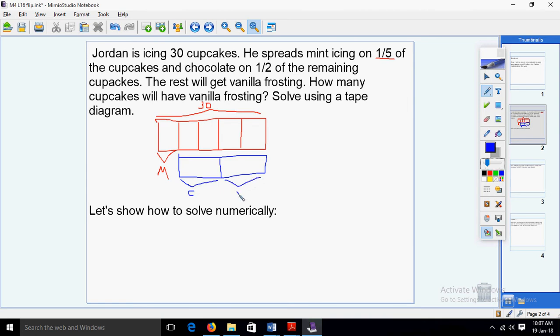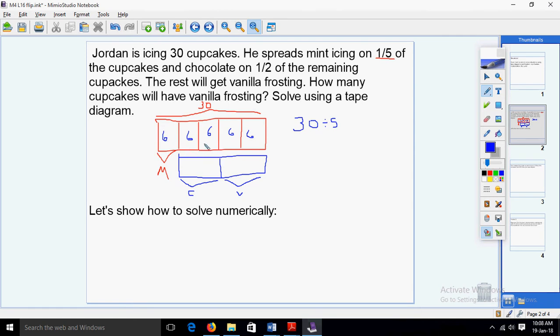All right, so now what I want to do is figure out what these are. Now we have our whole, so we can easily figure that out. Right? So we have 30 divided by 5. We'll be able to figure out what each one of those is. And hopefully you're thinking 6. So each one is 6, which also means we can figure out that he made 6 mint. But we don't want to stop there because we're not actually trying to figure out what mint is. We're trying to figure out what vanilla is.